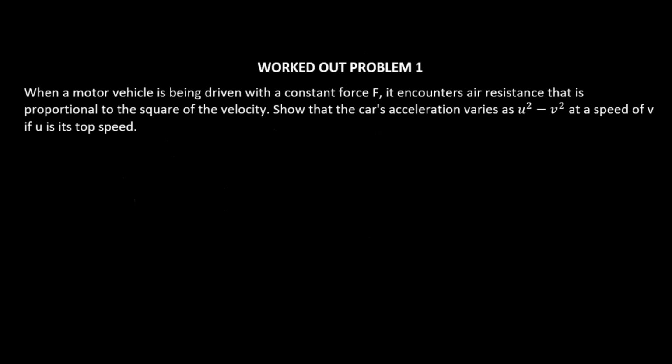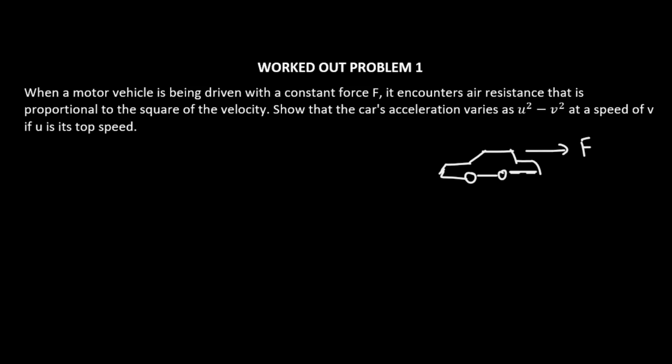Problem number 1. In this problem, we are given that a motor vehicle is being driven with some constant force F, and it encounters a resistance that is proportional to the square of the velocity. So let's draw a quick diagram. Let's say that we have a motor car traveling under the influence of some constant force F. Initially it's going to gain some velocity, and after a certain period of time it is going to attain a maximum velocity of u.